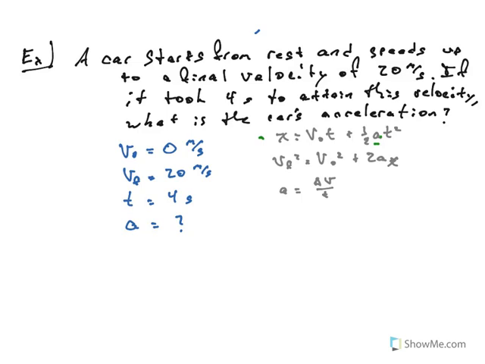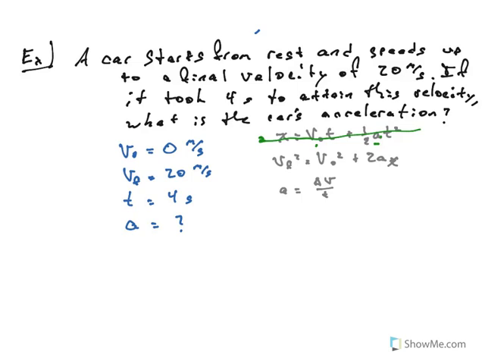So let's see. Do I know t, time? Yep, I have time. Do I know v naught? Do I know the initial velocity? Yep, I have v naught. Do I know x, the distance? Do I know how far the car traveled? No, I'm not given that in the problem. All right, so can't use that equation. He's gone. Let's look at the next one.